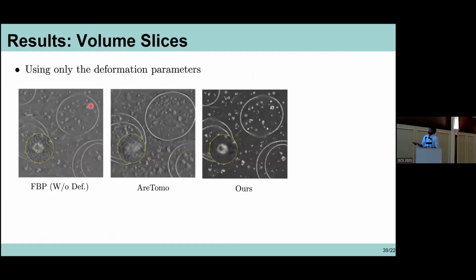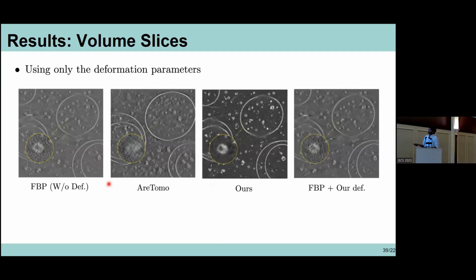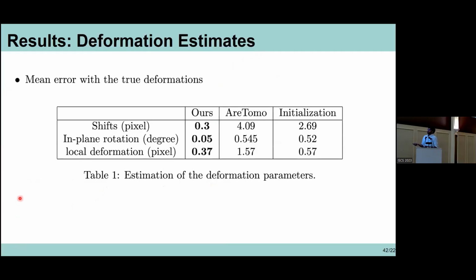So this is from the previous slide, the FBP, RTOMO, and our method reconstruction. And when we just use our deformation parameters and run FBP on it, we see that the details are present and it's almost close to FBP without deformations. And next, we look at the results where we compare our error with the true deformation in the projection.